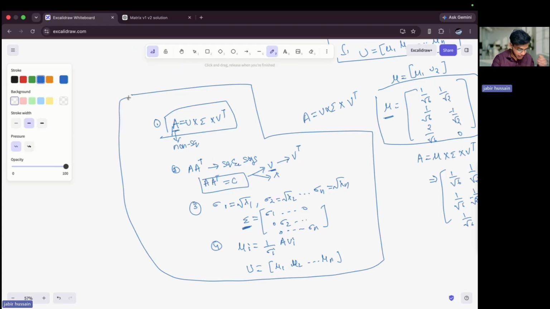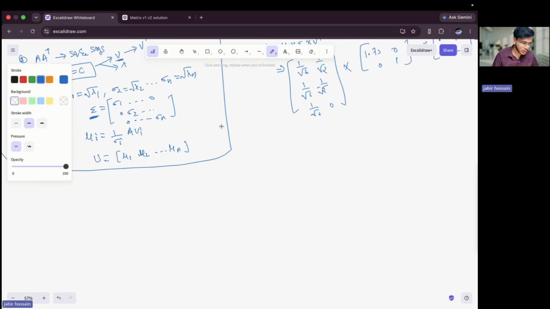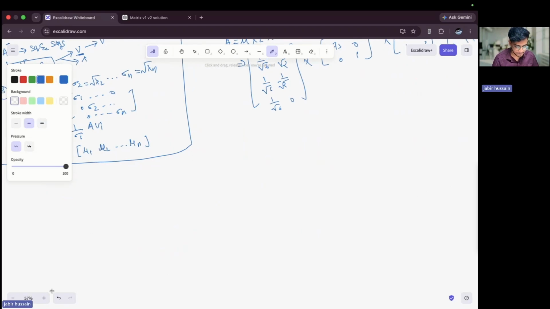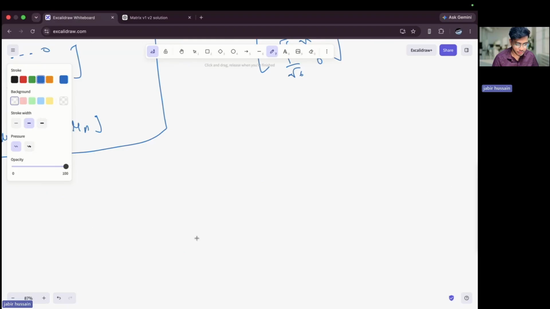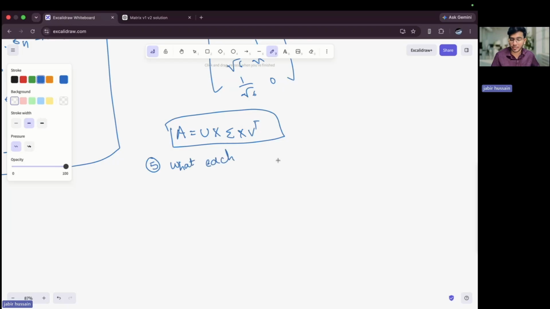Now let's talk about what each piece represents. We know what it is, why we use it, and how we find it. Now the last topic of the session is, we have our equation, A is equal to U cross sigma cross VT. I think this is topic 5: what each piece represents and how we draw patterns from it, right?